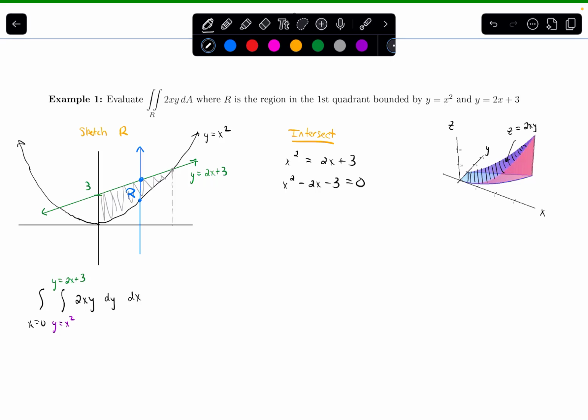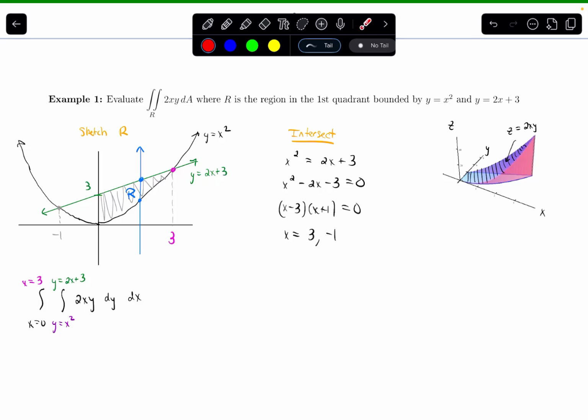Then I can factor as x minus 3 times x plus 1 equals 0. Now that it's factored, I can say what x is. It's either 3 or negative 1. In terms of my picture, the negative 1 has to be this intersection point over here, which I don't care about because I'm only focused on the first quadrant. The one I do care about is the 3. That's over here, so that's my upper limit of integration, x equals 3. Okay, so that's my setup of my integral.